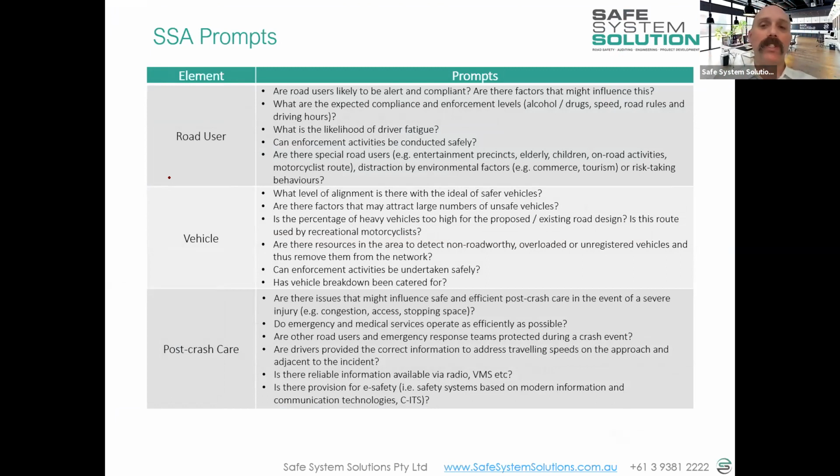But there are these prompt questions out of the Austroads documentation, and they say, are road users likely to be alert and compliant, and are there factors that influence this? What are the expected compliance and enforcement levels? Alcohol, drugs, speed, road rules, driving hours? What's the likelihood of driver fatigue? Can enforcement be conducted safely? Are there special road users, entertainment precincts, elderly, children, on-road activities, motorcycle routes, distraction by environmental factors? So tourism, a big fish on the top of a building or something, and risk-taking behaviours.